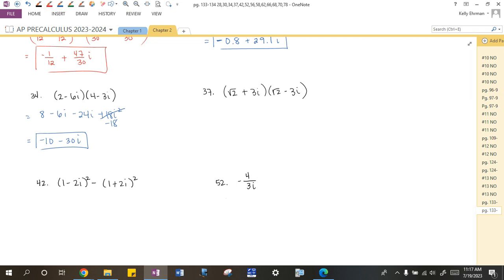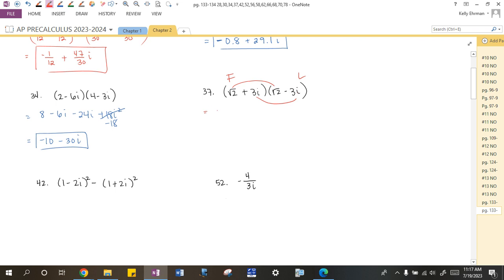We're multiplying again for number 37, and these are conjugates. So I can give myself a little bit of a shortcut here. If I recognize them as conjugates, radical 2 plus 3i, radical 2 minus 3i, I can skip the whole FOIL process and just do the first and the last because I know that the outside and the inside are going to cancel each other out. If you're not confident with that, then just FOIL the whole thing out. You'll get the same answer.